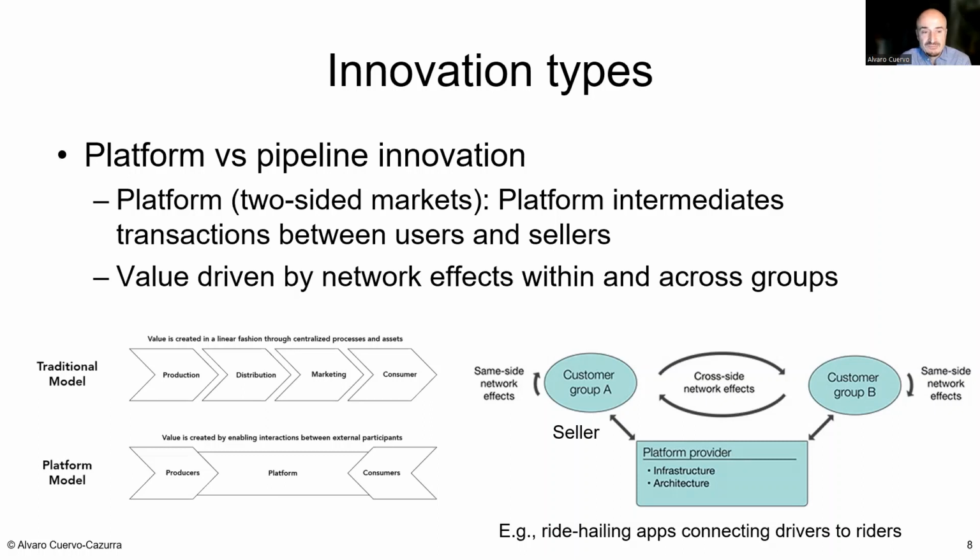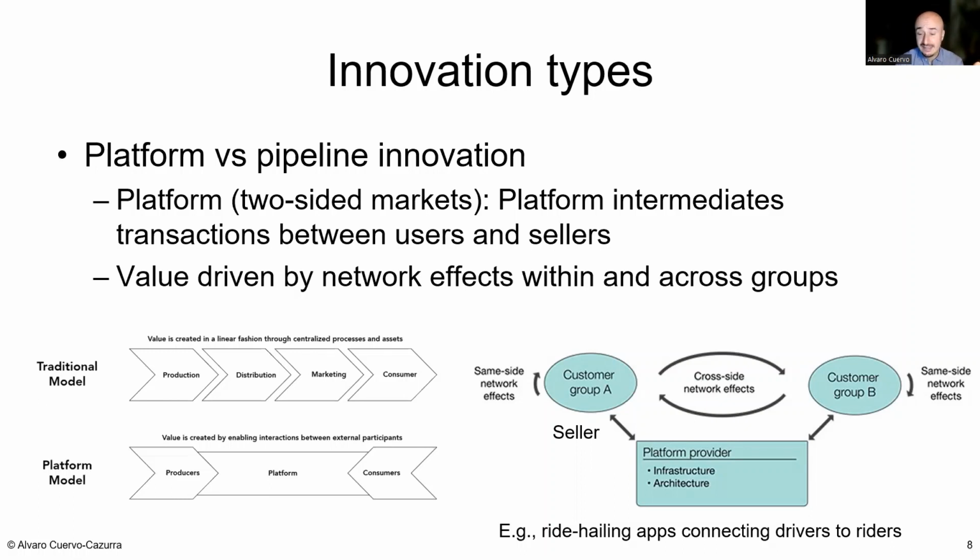Platform innovations, platform business models, two-sided markets. The idea here is that some companies are not just going to be taking things from suppliers, doing something to them, and then selling them to buyers, but are going to be connecting suppliers and buyers. That's the business model in which there are lots of different suppliers and buyers, and I am just the intermediary connecting the transactions among them. This is pretty much what has happened.